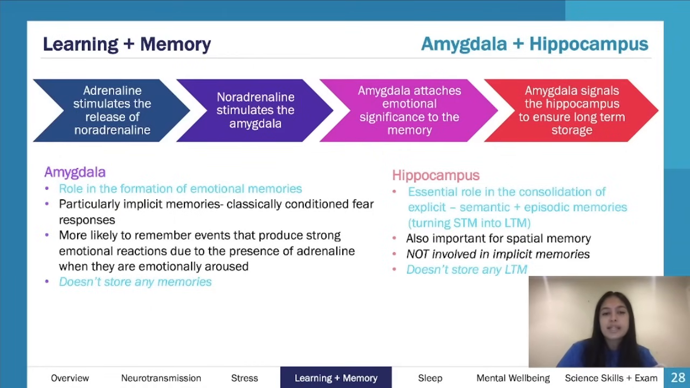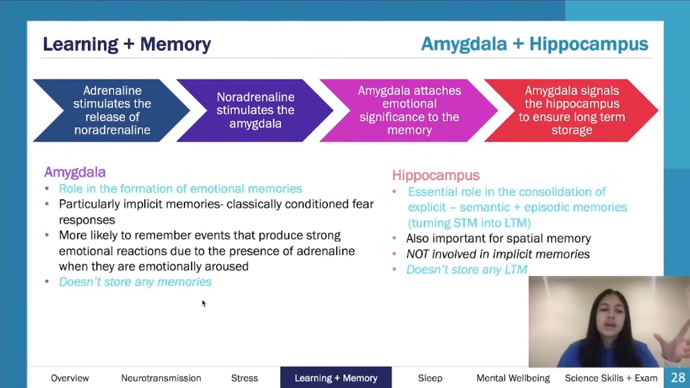All right. So you've got your amygdala and your hippocampus. Adrenaline, noradrenaline, you don't have to worry about it too much, but for the amygdala, just understand that it's very involved in your emotional memories. Don't put too much emphasis on the adrenaline, but put emphasis on the emotional aspect of things, like emotion, fear. It's very associated with your amygdala. These two parts are probably the most important: the amygdala attaching emotional significance to things and working with the hippocampus to consolidate information.